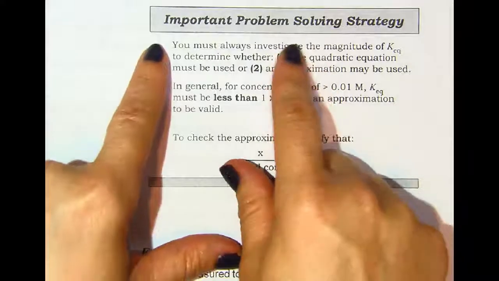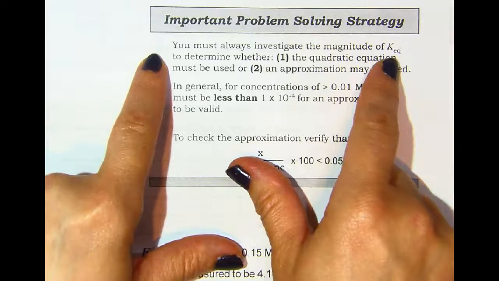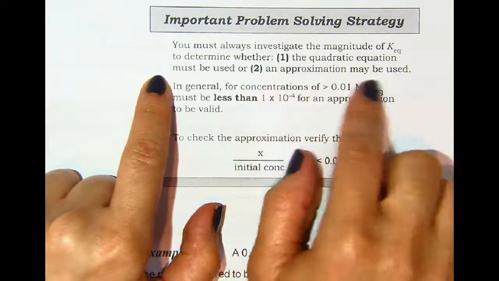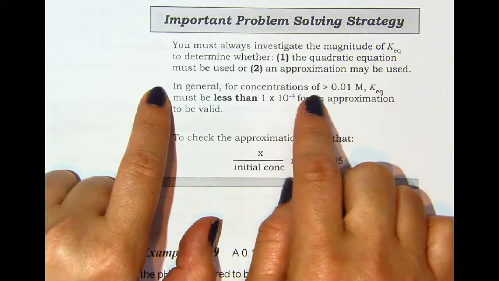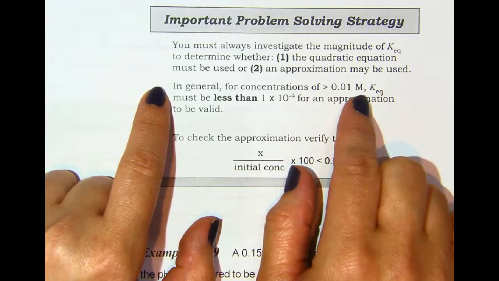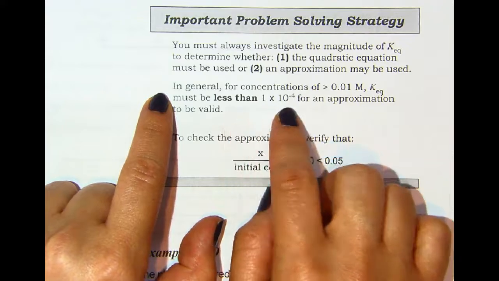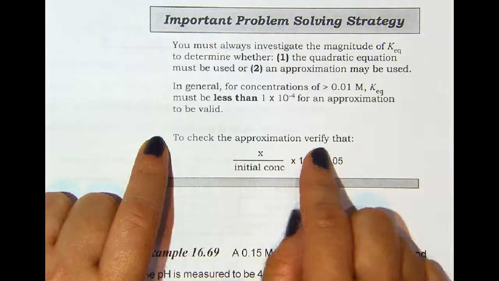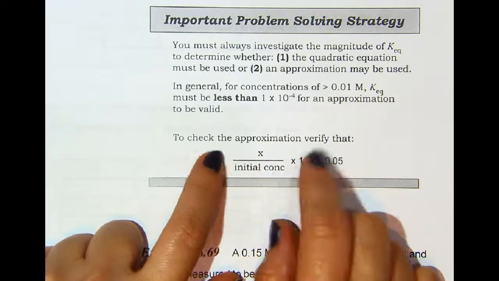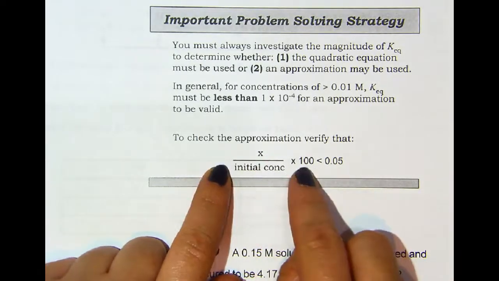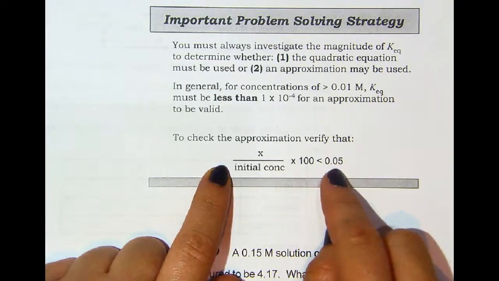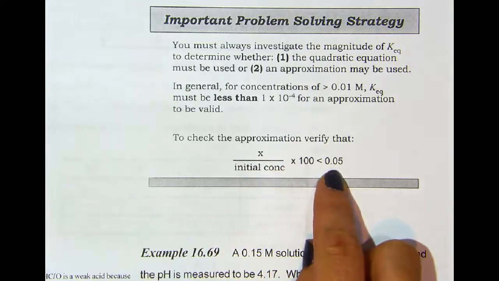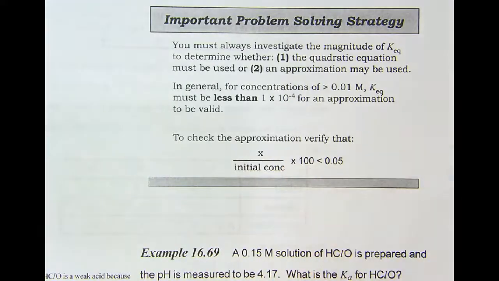So an important problem-solving strategy: you must always investigate the magnitude of the equilibrium constant to determine whether the quadratic equation must be used or if an approximation can be used. In general, for concentrations greater than 0.01 molar, the Keq must be less than 1 times 10 to the negative 4 for an approximation to be valid. To check the approximation, we take x divided by the initial concentration times 100, and as long as that is less than 5%, or 0.05, then it's a valid approximation.